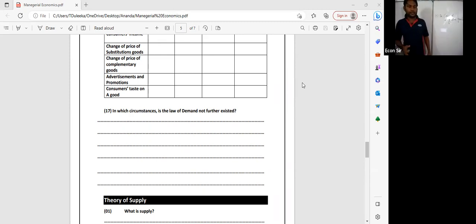Given good is any kind of inferior good having a positive relationship between the price of that good and the quantity demanded.